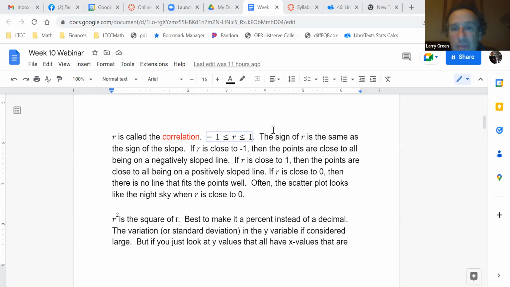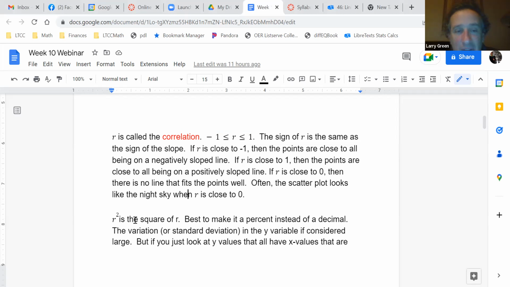Okay, in terms of scatter plots, if you look at the graph, and the points look really close to being on a line that's positively sloped, you'll have an R that's close to 1. If they're close to a line that's negatively sloped, you'll have an R close to -1. If the points are all over the place, like looking at the night sky, as I like to say, then your R will be close to 0. There are some exceptions too. I'm just not going to get there now. Any questions on R?